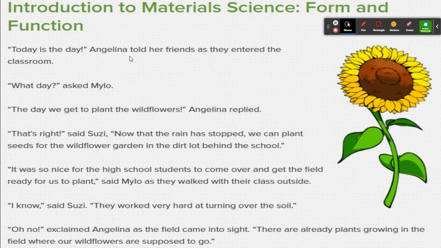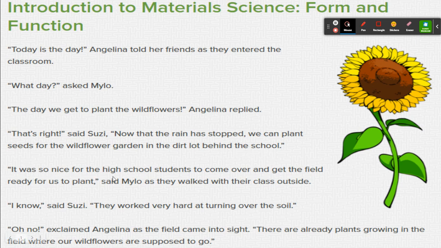"Today is the day," Angelina told her friends as they entered the classroom. "What day?" asked Milo. "The day we get to plant the wildflowers," Angelina replied. "That's right," said Susie. "Now that the rain has stopped, we can plant seeds for the wildflower garden in the dirt lot behind the school."